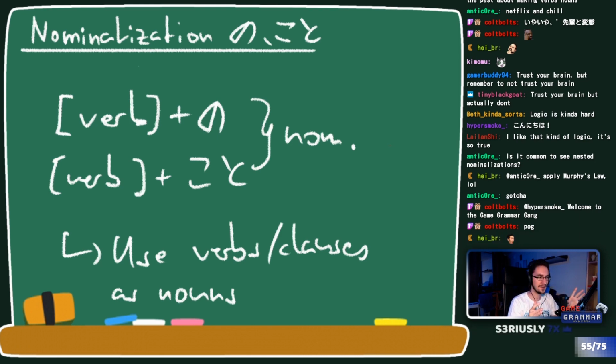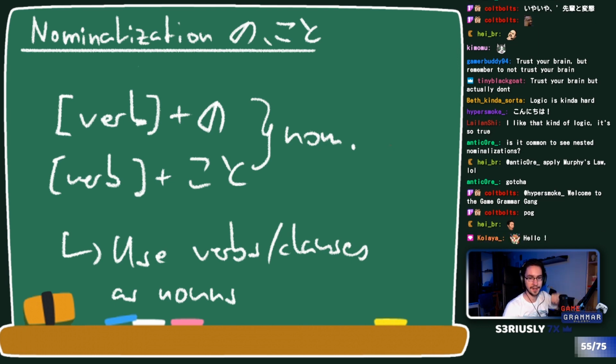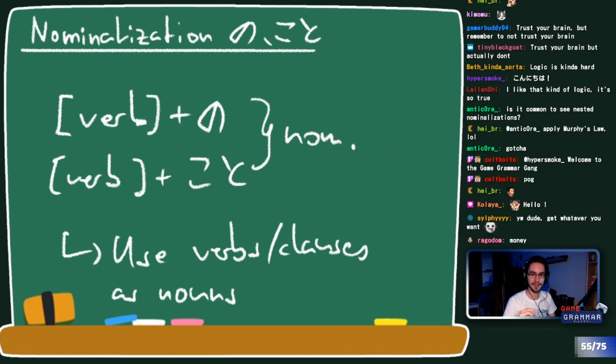So that was it for the stuff, okay? This is nominalization with no and koto in sort of an hour. I hope it was somewhat easy to follow. I know that the difference between no and koto is difficult.